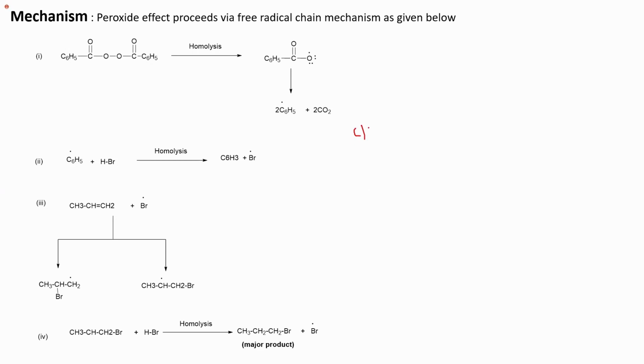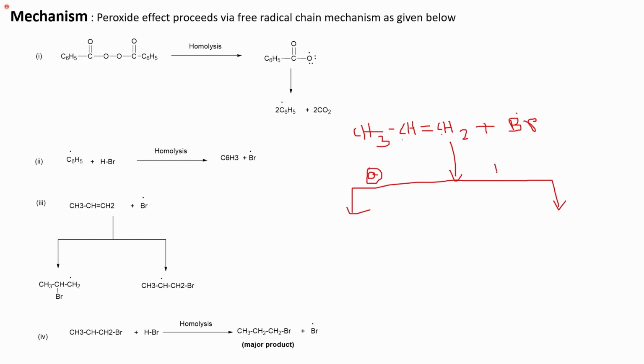Now what are the things you have? You have CH3, because we are starting from propene. CH3, CH double bond, and then CH2. Now you have this Br dot radical. Now this Br dot radical can go either here or here, so there are two possibilities, A pathway and B pathway. In the A pathway, let's say Br will go here.